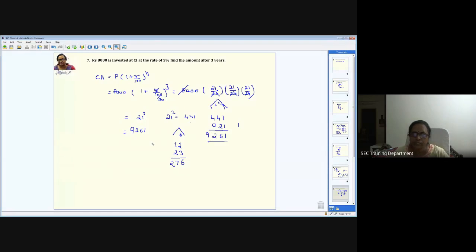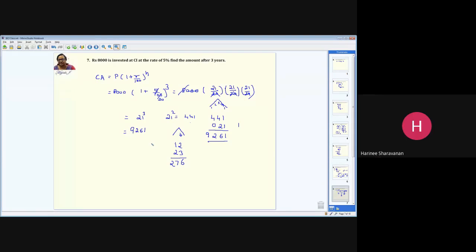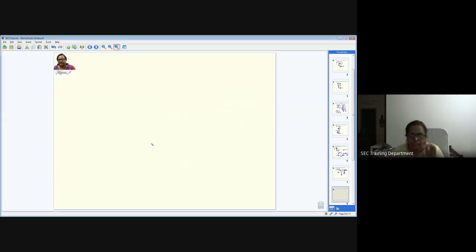But for the compound interest, there is one more way which I would like to teach you now. Right. I'll go to the next page. Is this clear to everyone, this part? Yes, ma'am. The next one is, I'll just do the same problem. So the principal given here is 8,000 and the rate of interest is given as 5.